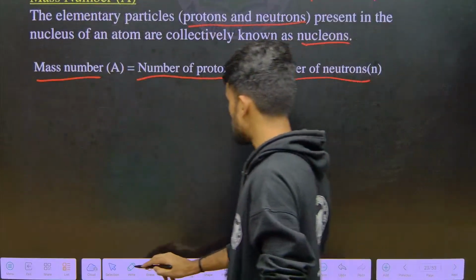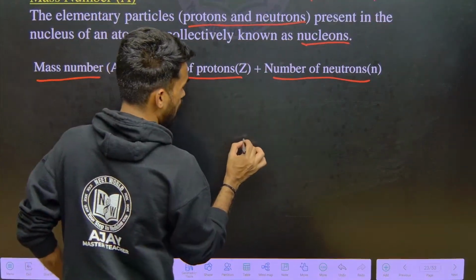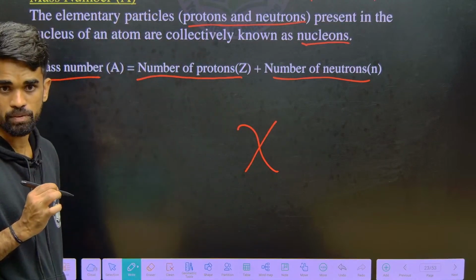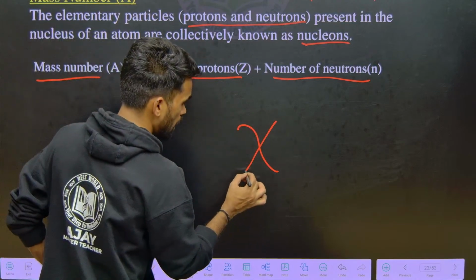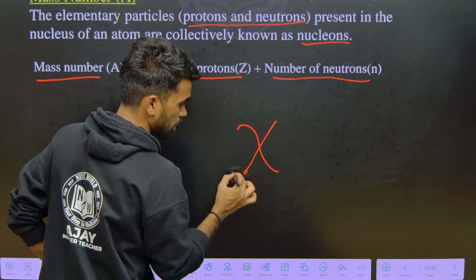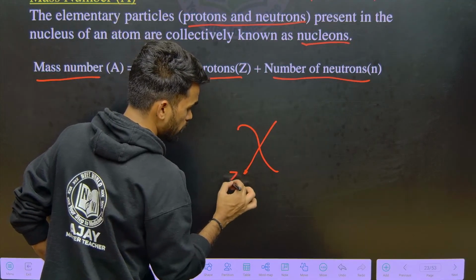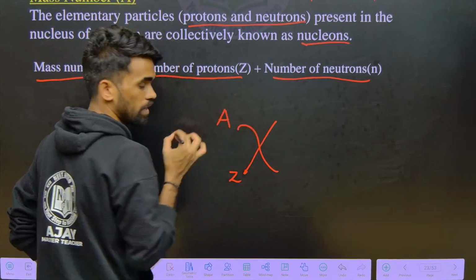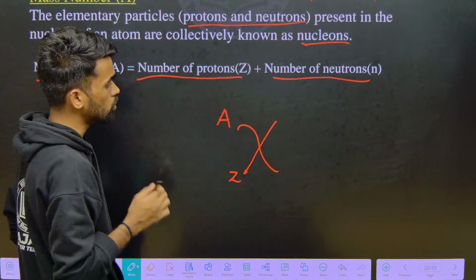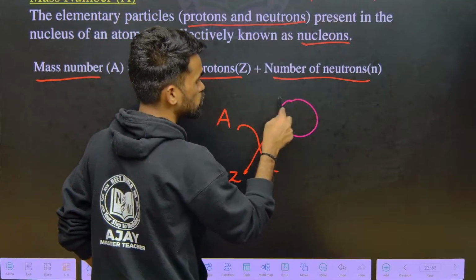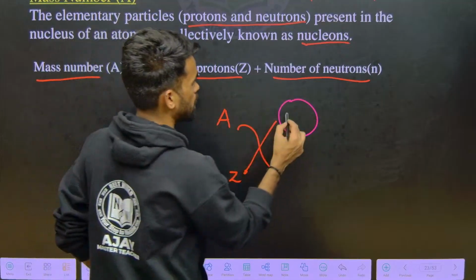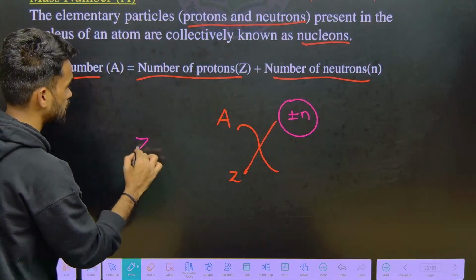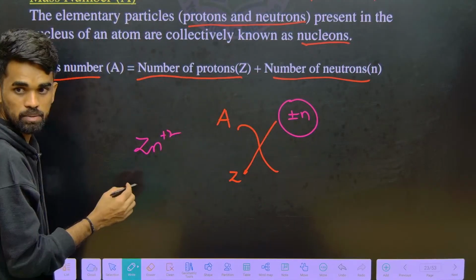How do we represent an atom? For example, this is the symbol of an element. Here I will indicate the atomic number with the symbol Z. Here I am indicating the mass number A. And if there is any charge, we should indicate it here, like plus or minus numbers, like zinc plus 2 you write.